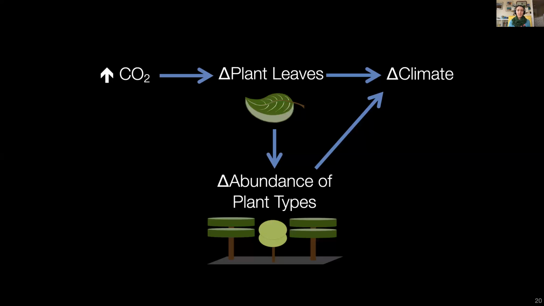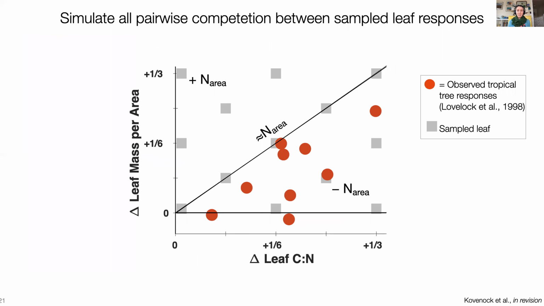So to remind everyone, we're thinking about how elevated carbon dioxide is altering plant traits and how this might alter the abundance of plant types through changing the differential competitive ability of different plants. So those 92 simulations are where we are testing all pairwise competitions between these different leaf responses. So we've sampled this leaf response space at all of the gray square locations, which includes both parts of this leaf response space where, in Lovelock et al. 1998, they did observe that trees responded, as well as parts of this leaf response space where we are hypothetical, where we have not observed that trees have responded in that way yet.